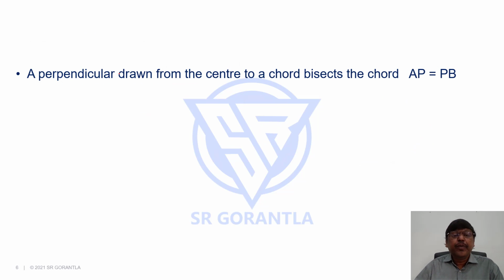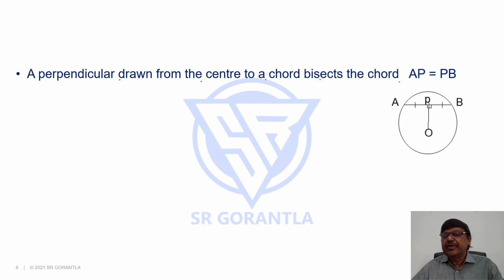Next one. A perpendicular drawn from the center to the chord bisects the chord. Let me show the diagram. If I take from the center, this AB is a chord. If I draw a perpendicular, if it cuts this at P, this is a perpendicular. So AP and PB are equal. A perpendicular drawn from the center to the chord bisects the chord.